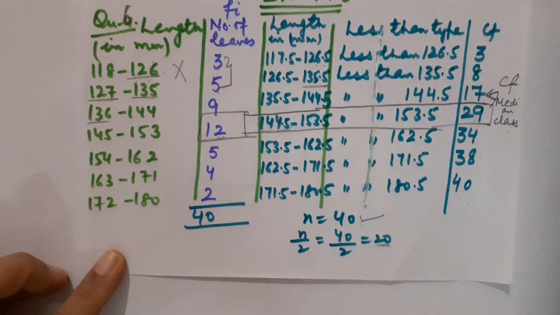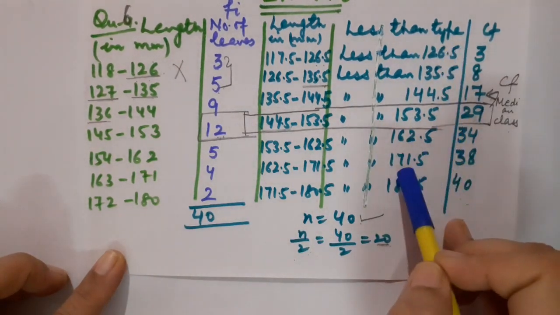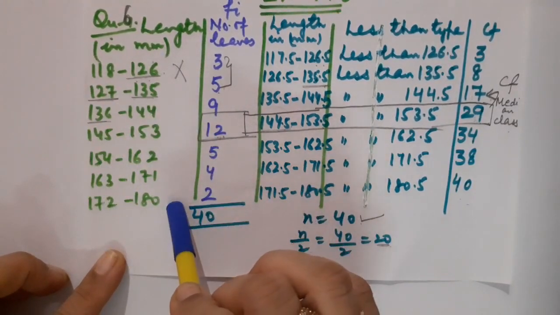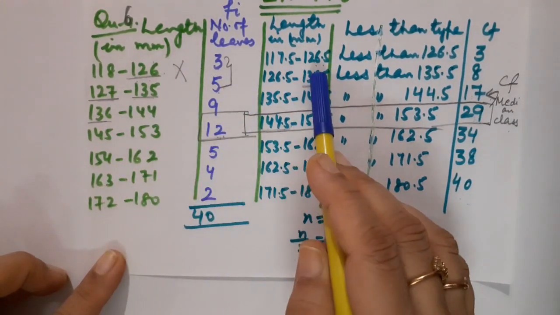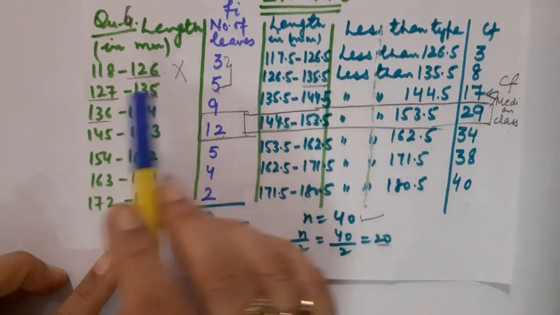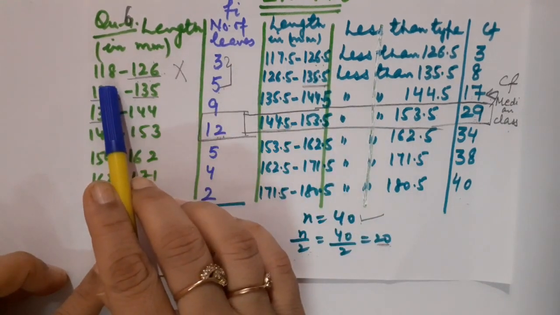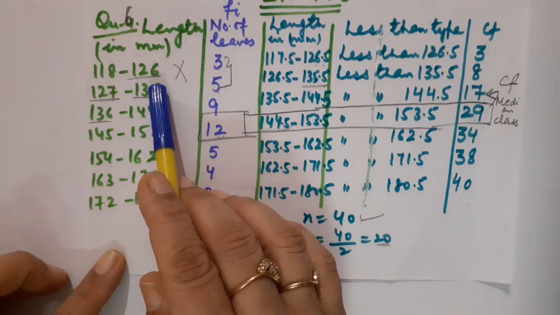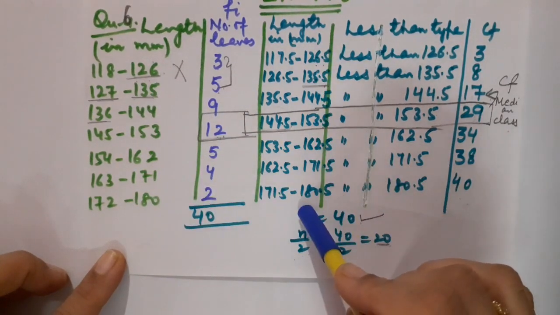You know median can be calculated using a less than type table only. So first of all, I observed that the data is discontinuous, so it is converted into continuous data. How? By subtracting 0.5 from the lower limit and adding 0.5 to the upper limit. Fine. So this is ready.